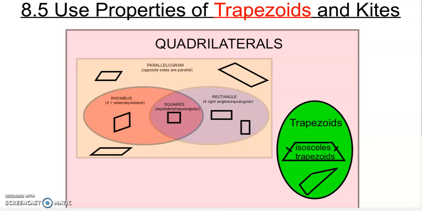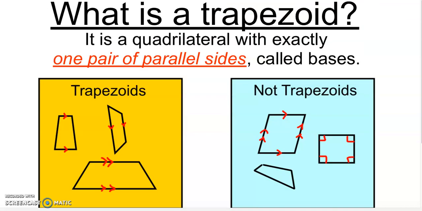Today's presentation is going to cover the first part of section 8.5, which is the properties of trapezoids. So we're going to talk about this green part of this diagram. There are two types of trapezoids: regular trapezoids and isosceles trapezoids. We're going to talk about those all today. So what is a trapezoid?